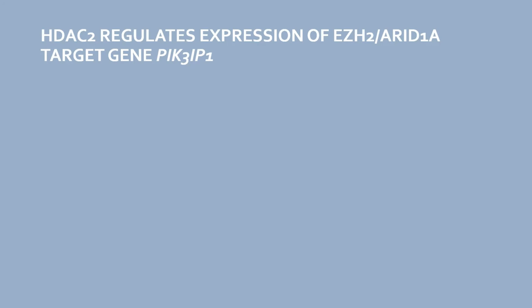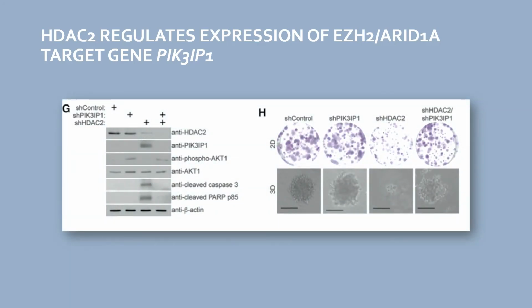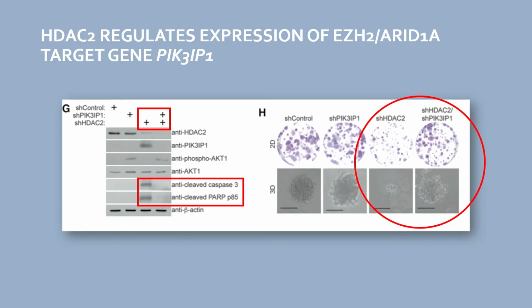They then investigated what role this PIK3UP1 upregulation could play in the observed sensitivity caused by HDAC inhibition. To do this, they deleted PIK3UP1 in cells with mutated ARID1A with and without HDAC2 inhibition, and measured the expression of the apoptosis markers cleaved caspase-3 and cleaved PARP-P85. They observed a decrease in expression of these markers when PIK3UP1 is absent upon HDAC2 inhibition, which also correlates with reduced growth inhibition observed in 2D and 3D cultures. This suggests that the enhanced growth suppression seen upon HDAC2 inhibition in ARID1A mutated cells is at least partly due to the reactivation of PIK3UP1 and subsequent activation of apoptosis.